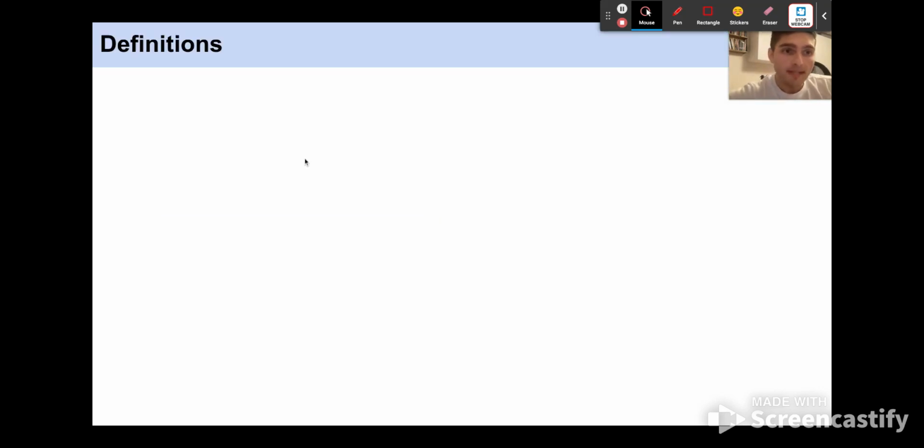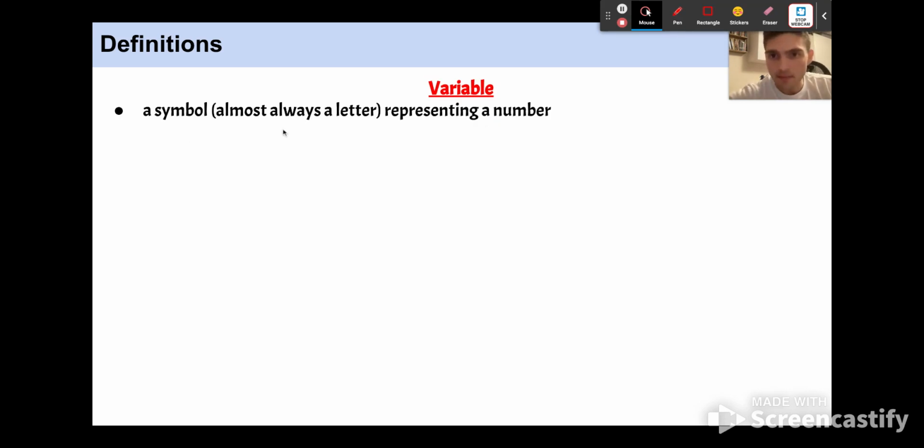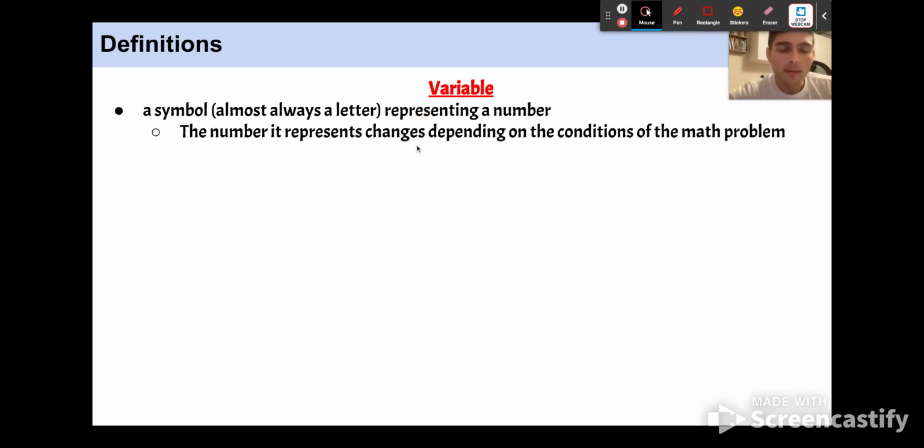So let's get some baseline definitions. Going back to middle school, let's talk about a variable. A variable is a symbol, usually a letter, representing a number. More than that, the number it represents changes depending on the conditions of the math problem. So an expression might give us some of those conditions.